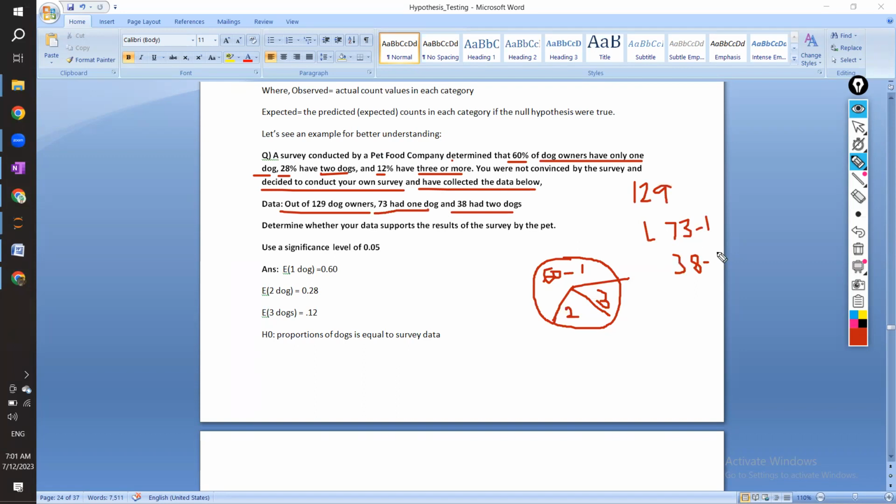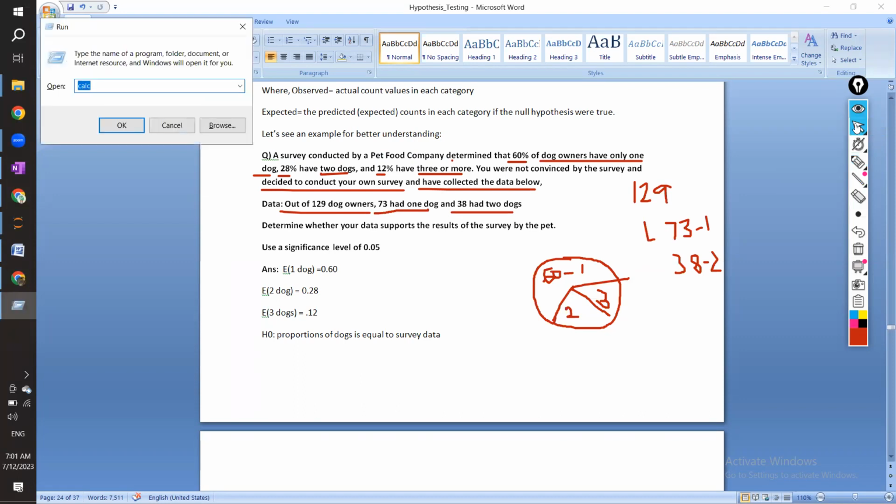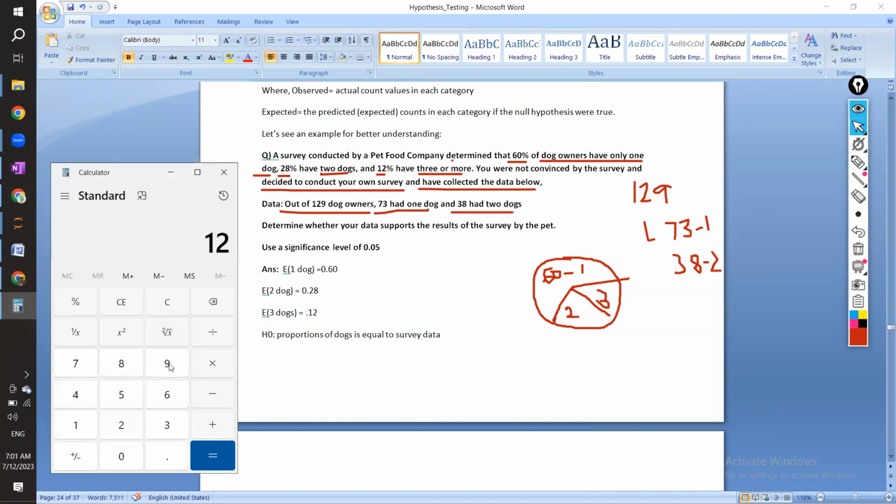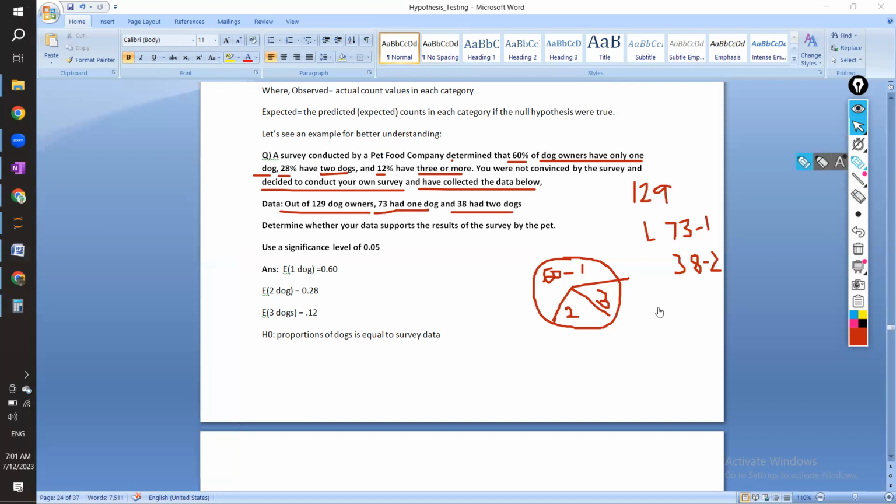Okay, one dog, two dog, and the remaining how much, guys? 129 minus 73 minus 38 is 18. So 18 owners have three or more dogs. Okay, this is your data. Now determine whether your data supports the results. Based upon our data, we need to decide whether whatever the pet food company is suggesting or providing is true or not.